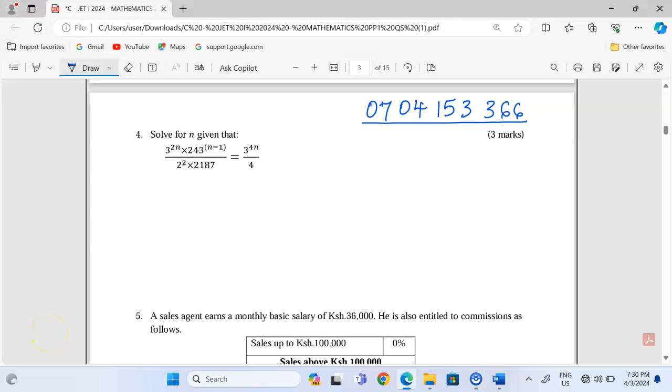We're going to look at mathematics paper 1, a question on indices. Solve for n, given that 4 times 3 power 2n multiplied by 243 power n minus 1, divided by 2 power 2 multiplied by 2187, equals 3 power 4n divided by 4.